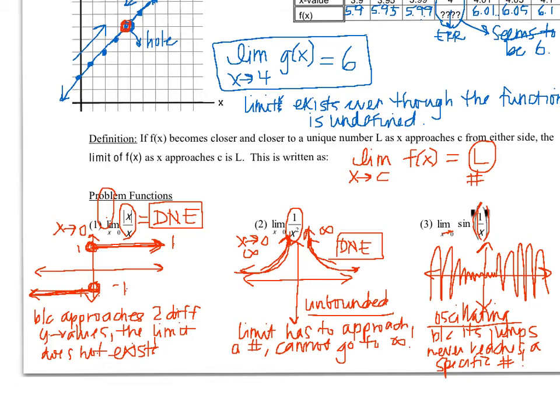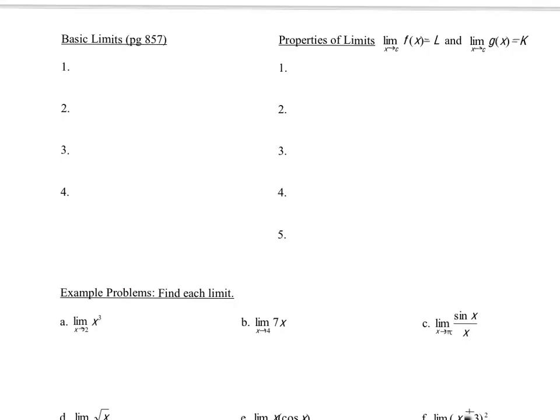Okay, so I'm going to slide to the next page. All right, we are talking about different limits and properties of limits, and so those are things that you're going to want to look at. These basic limits are on page 857, and it's the idea that you're using what we call direct substitution.